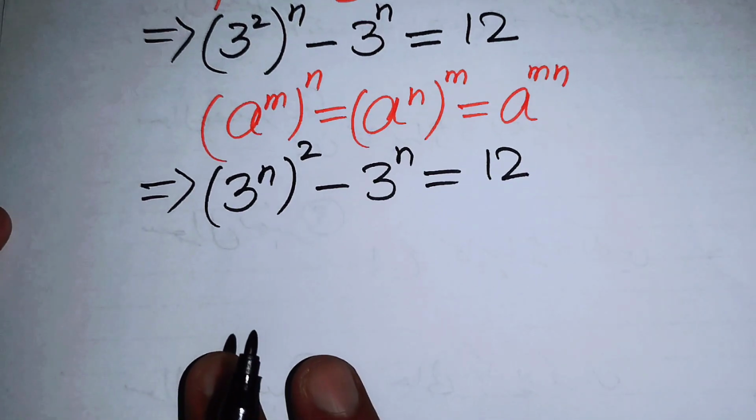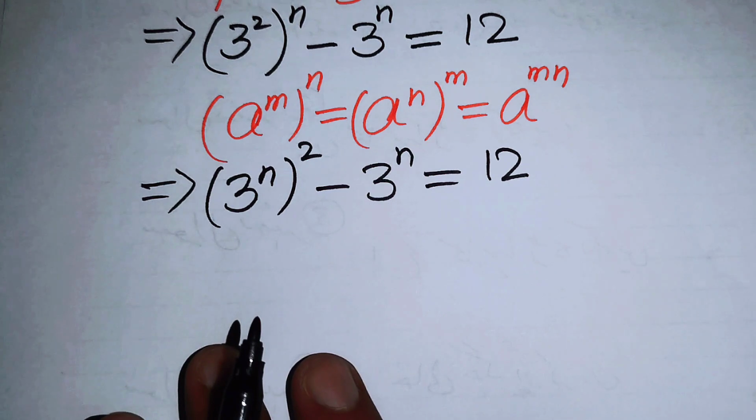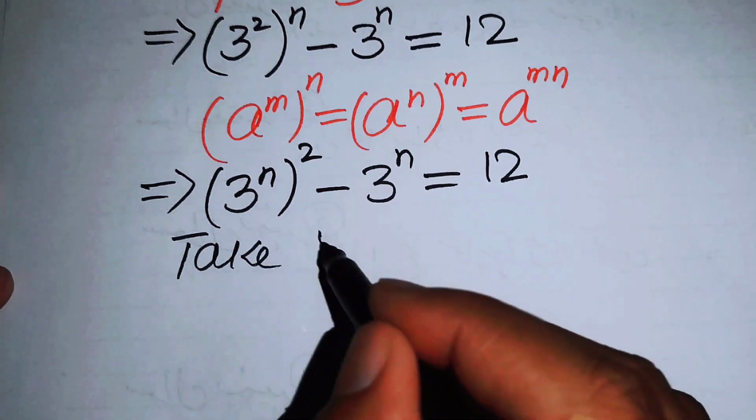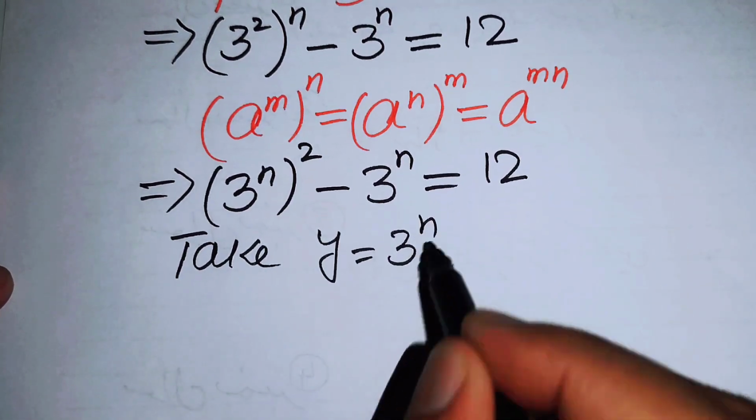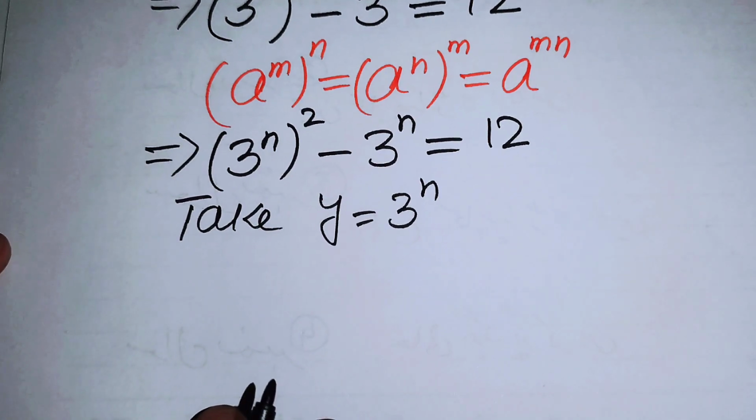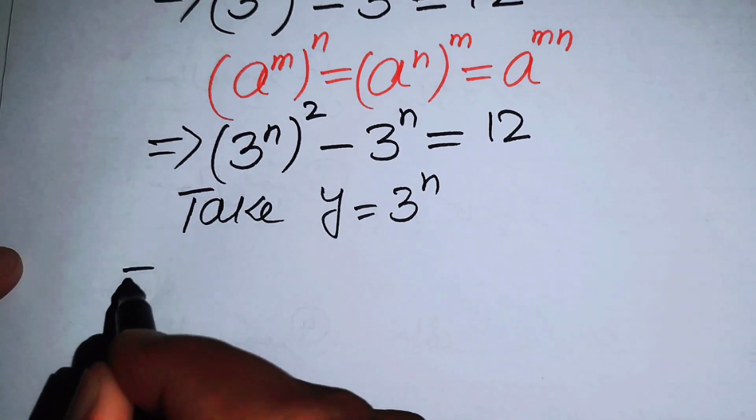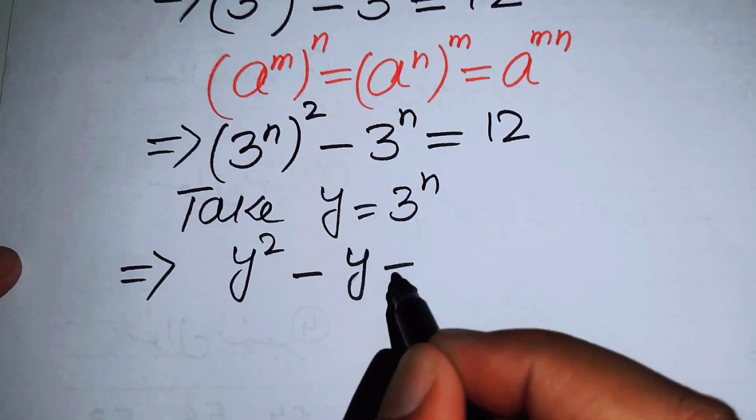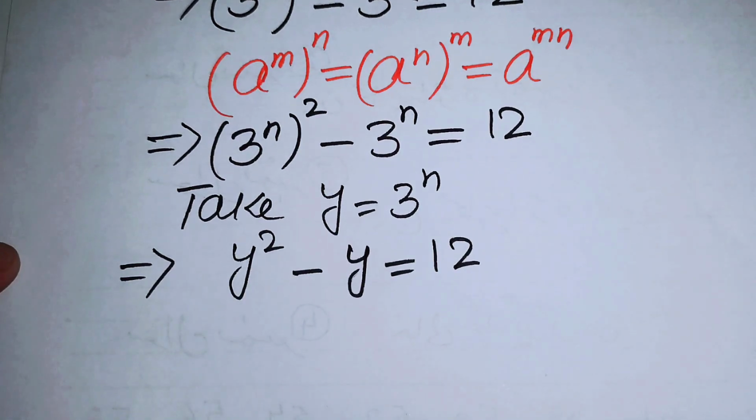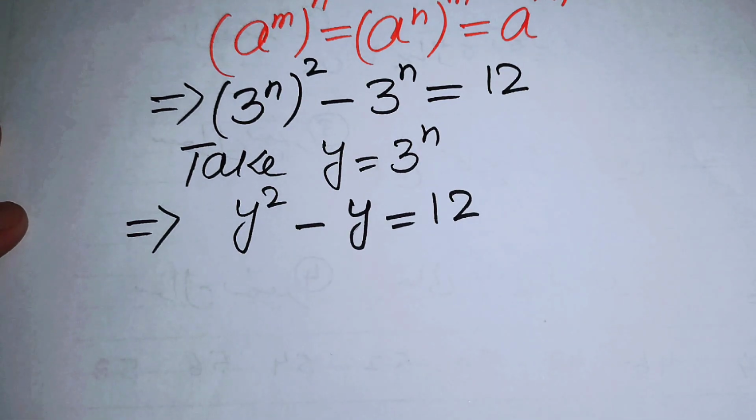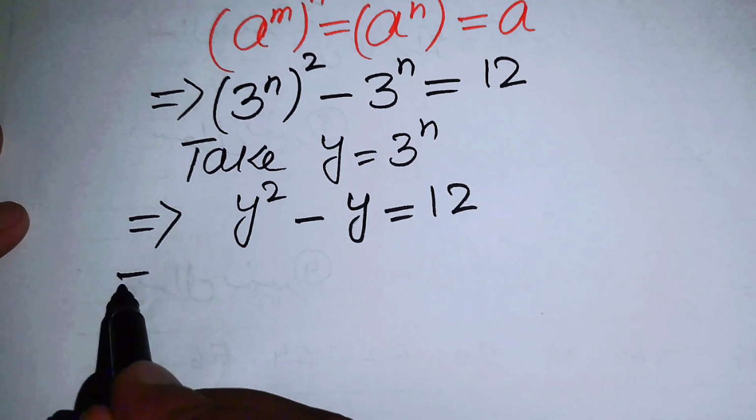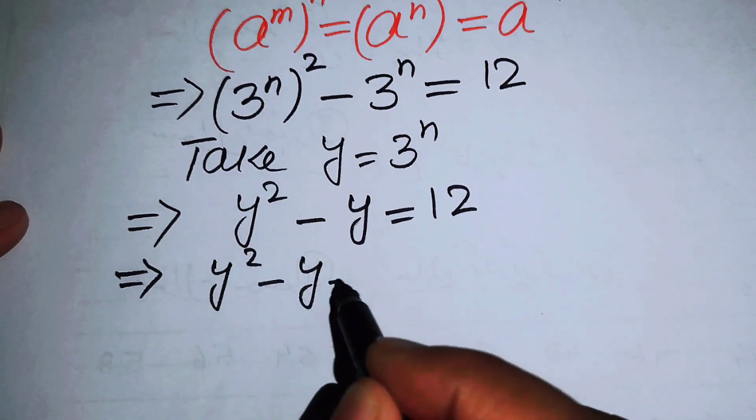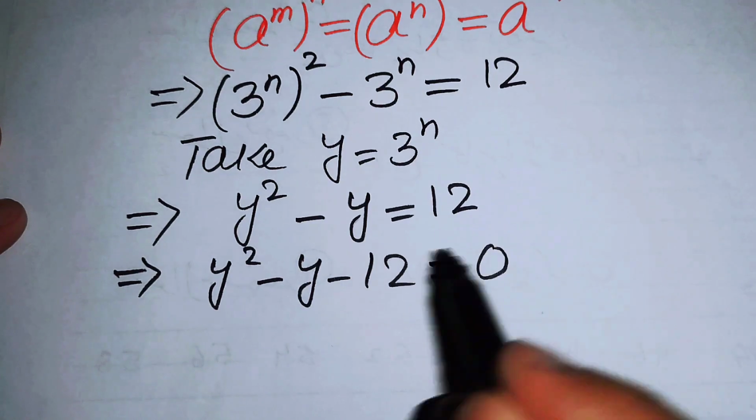And now we can convert this exponential equation into the quadratic form, so that we will take y is equal to 3 to the power of n. So when you put y is equal to 3 to the power of n, this equation becomes y squared minus y is equal to 12. So now in the next step we move this 12 to the left hand side in order to make the factors of this equation. So here you have y squared minus y minus 12 is equal to 0.